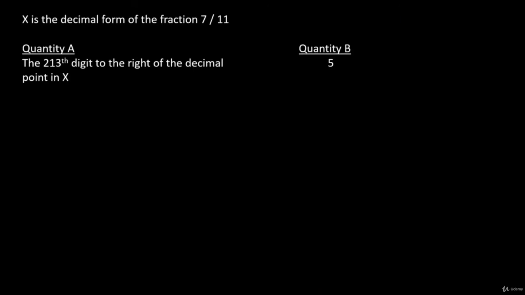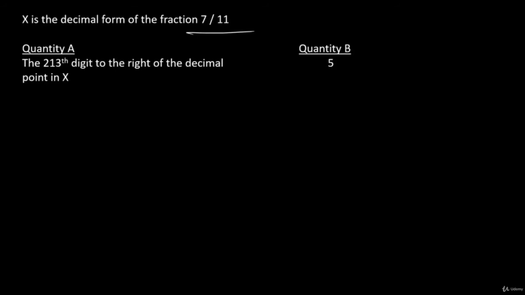Let's do this question. X is the decimal form of the fraction 7 by 11. Alright, now quantity A is the 213th digit to the right of the decimal point in X and quantity B is 5. Pause the video, give it a try and then let's do it together. Alright, we are back. I hope you have given it a try.